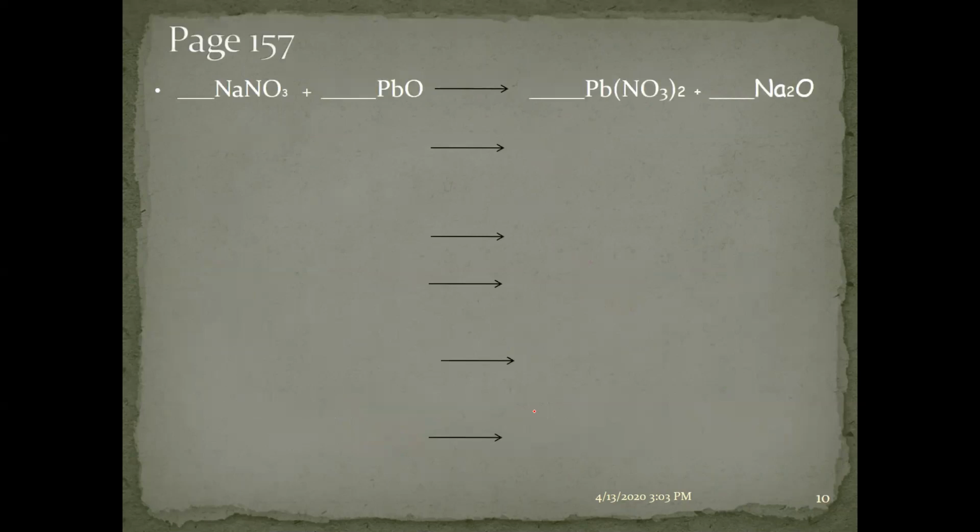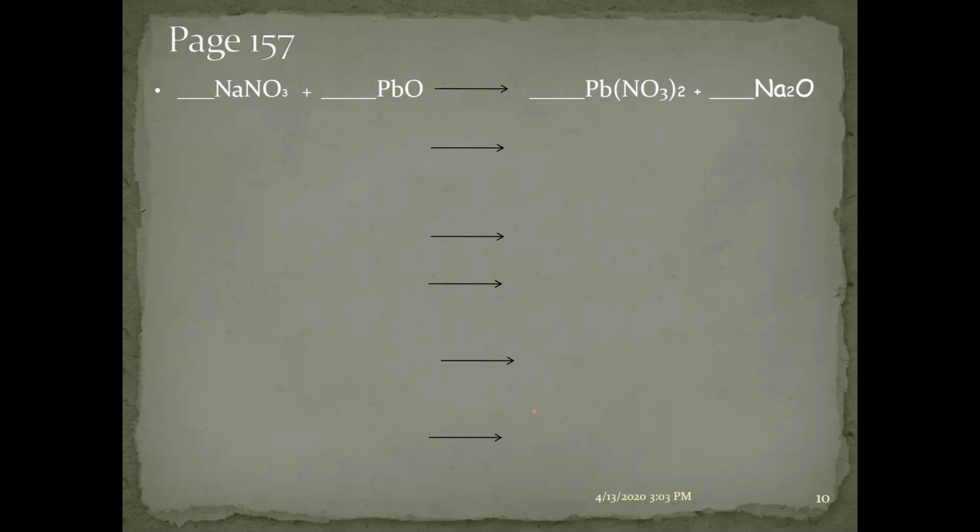Let's continue on. On page 157 in your lab manual is the balancing equation worksheet. It's the first one. So let's go ahead and take a look at this one together. NaNO3 plus PbO yields PbNO3 plus Na2O. What I would like for you to do is to pause the video, go ahead and try this one, and then go ahead and restart the video when you're ready.